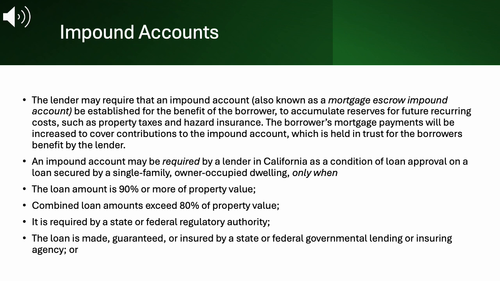An impound account may be required by a lender in California as a condition of loan approval on a loan secured by a single-family owner-occupied dwelling, only when the loan amount is 90% or more of property value, combined loan amounts exceed 80% of property value, it is required by a state or federal regulatory authority, or the loan is made, guaranteed, or insured by a state or federal governmental lending or insuring agency.